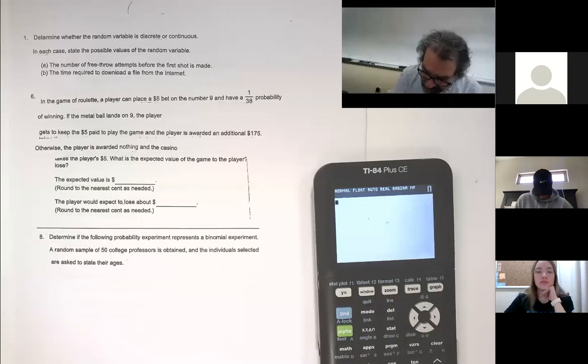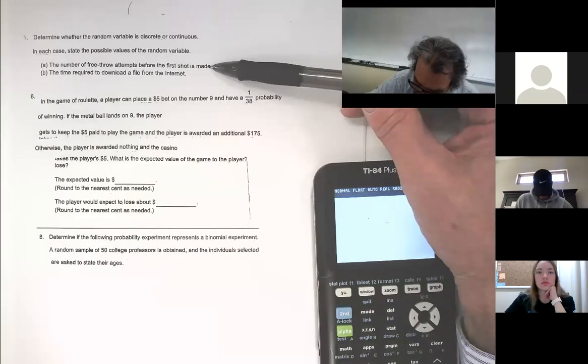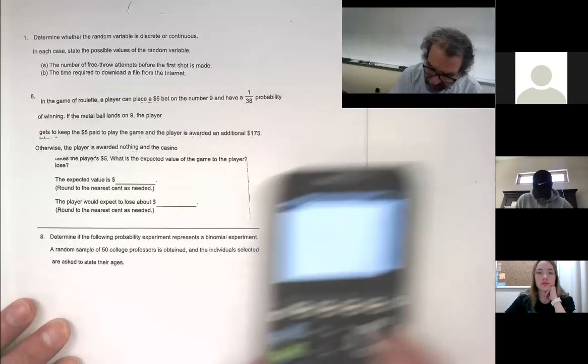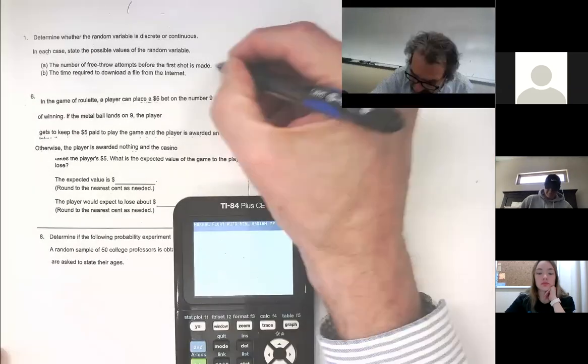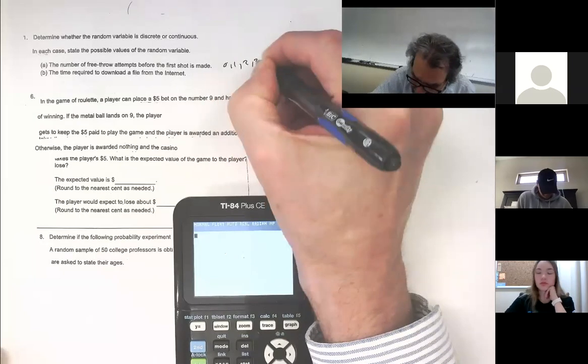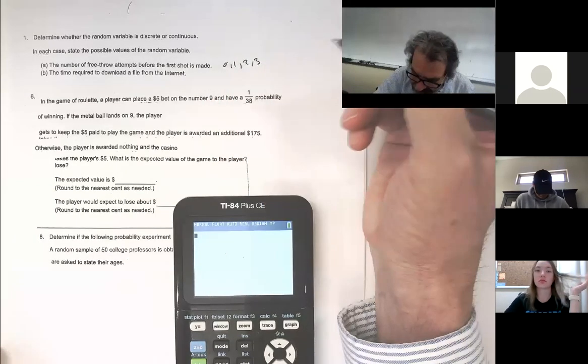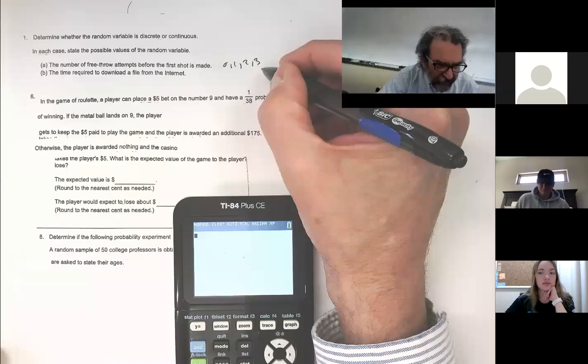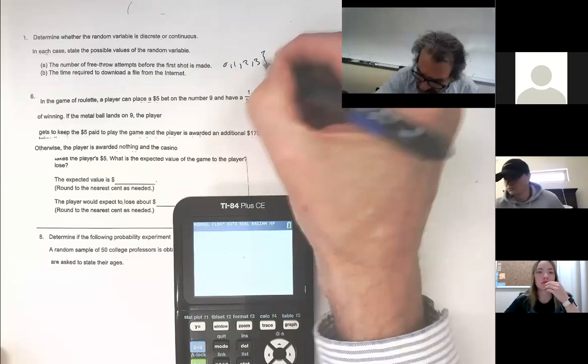Number of free throw attempts before the first shot is made. So that's going to be before the first shot is made. I guess the answer to that is 0, 1, 2, 3. How many free throws are you allowed? Depends, doesn't it? What's the maximum? 3. So there's my outcomes.